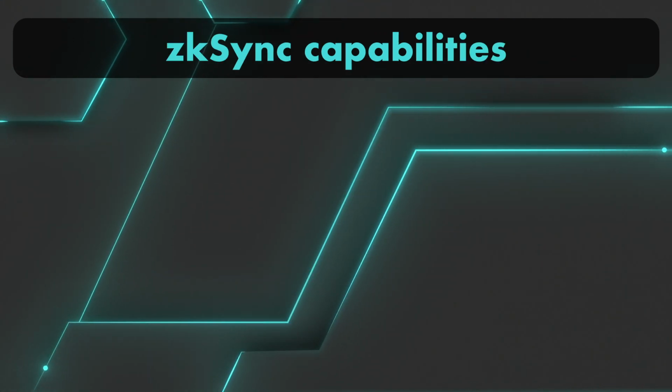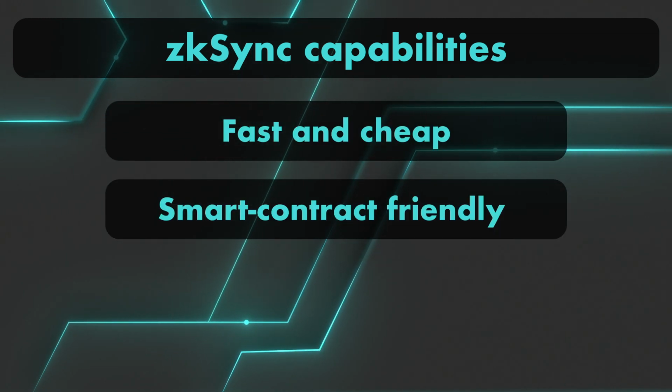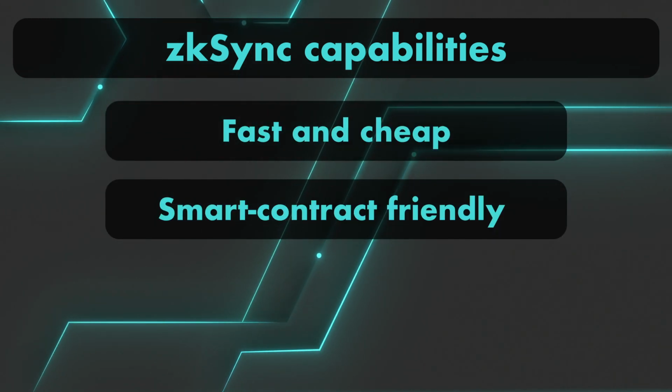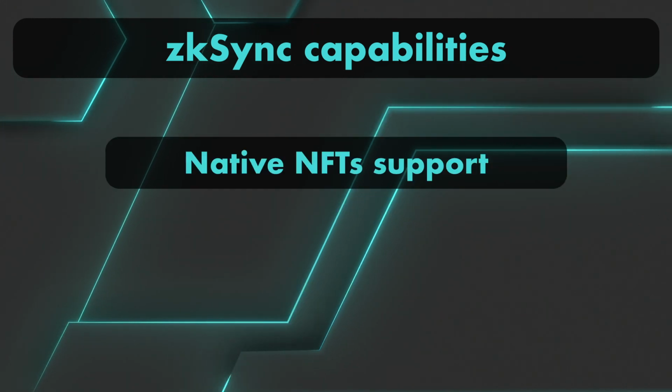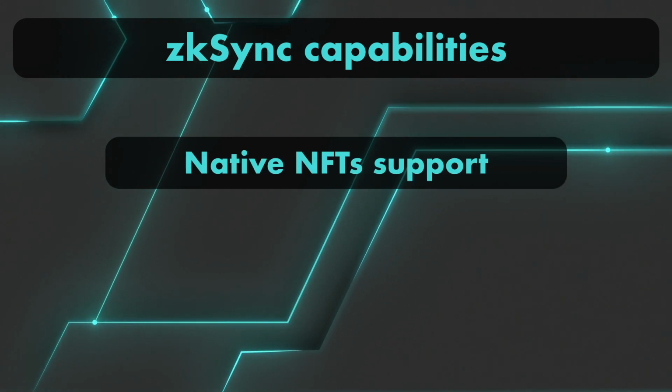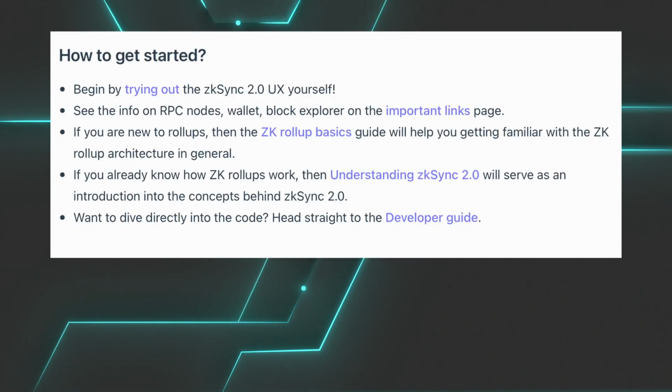So what is zkSync capable of? Making transfers quick and cheap. zkSync is smart contract friendly, with the zkSync 2.0 testnet featuring smart contracts in Solidity or reusing existing Solidity code. zkSync is friendly for exchanges with Atomic Swap, already available on mainnet. zkSync has native support of NFTs. And finally, zkSync support is implemented for all the main platforms. And you can actually try zkSync 2.0 right now.